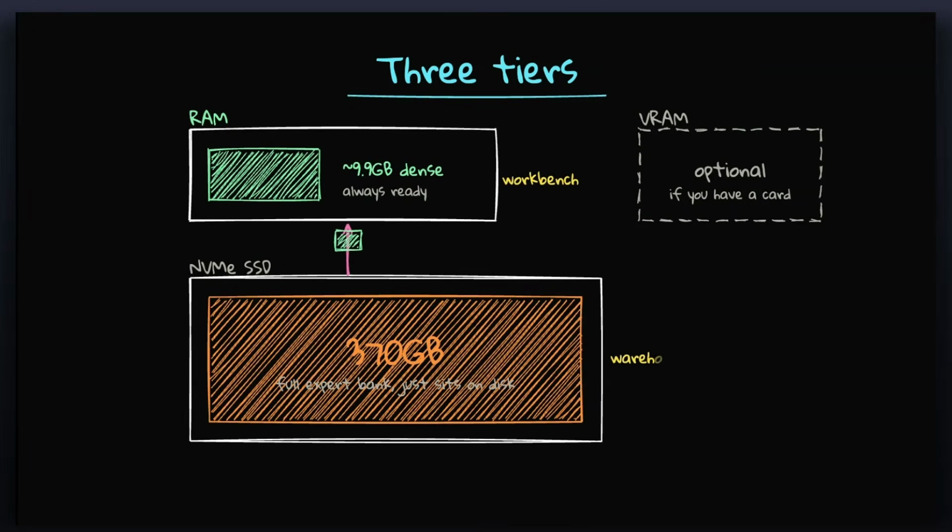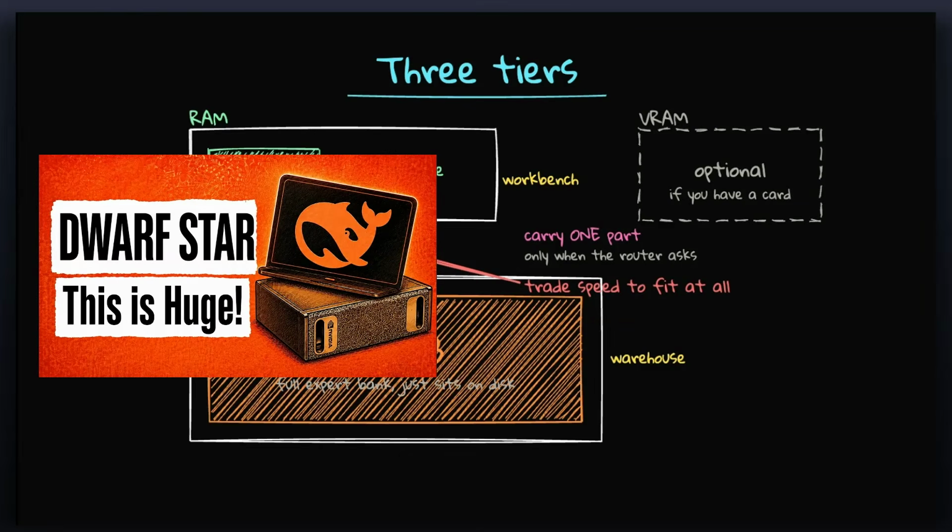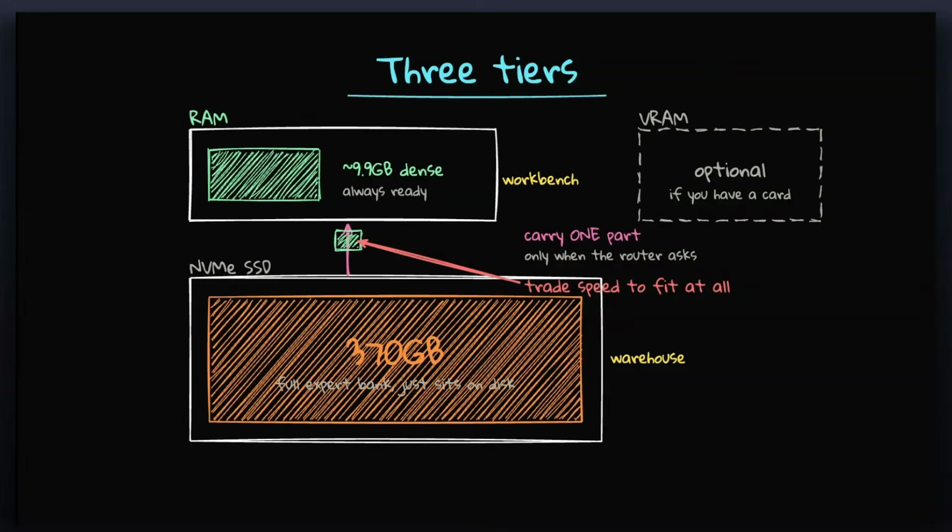Okay, so the simple idea is that you have a workbench, and then you have the warehouse as your disk. The workbench is your working memory. Now, you are making a trade-off of speed in order to run this model, and this is a big discussion right now. However, this idea is very similar to the Dwarf Star 4 video for DeepSeek models that we looked at before. I highly recommend watching that video after this.